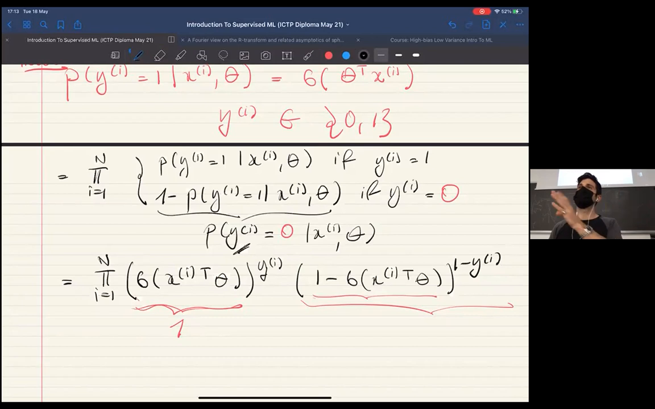So you are multiplying these probabilities according to your model. And this is indeed the likelihood of the labels that you have access to, these binary variables 0 and 1, according to your logistic regression model.